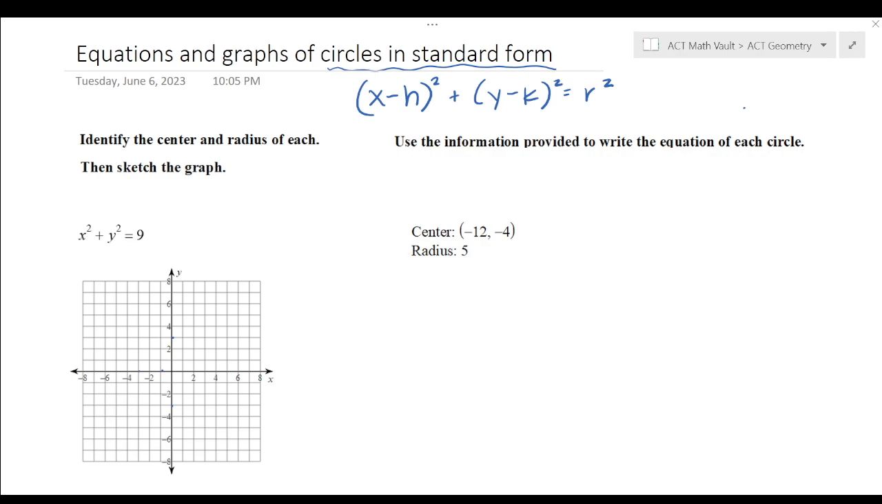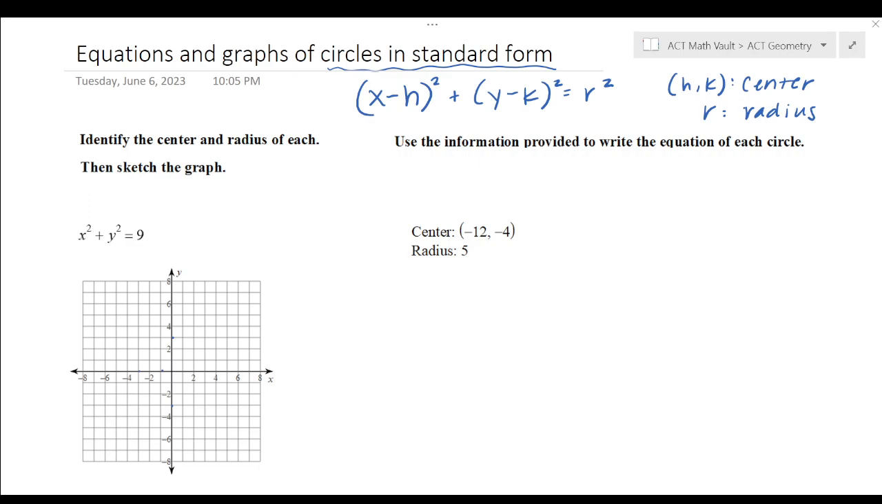So the h, k is a point, and that is the center. And then the r is the radius of the circle. And then the x and the y just stay there as the variables. You need variables in there to be able to graph something.